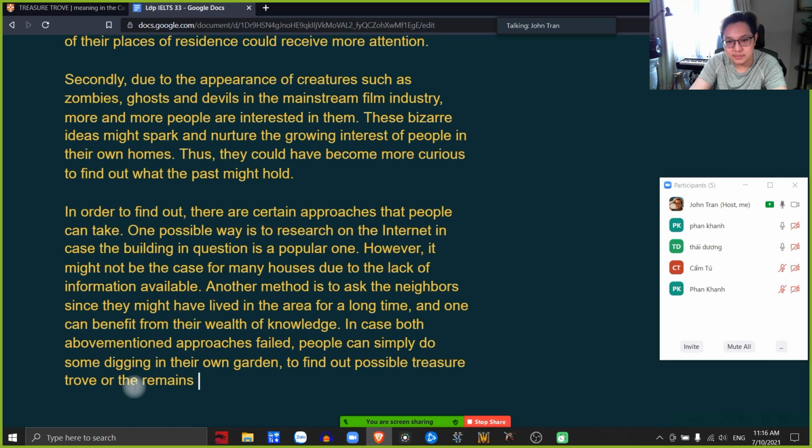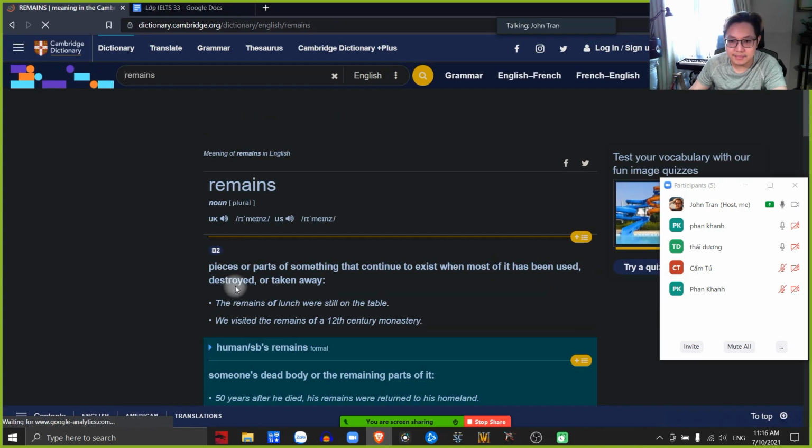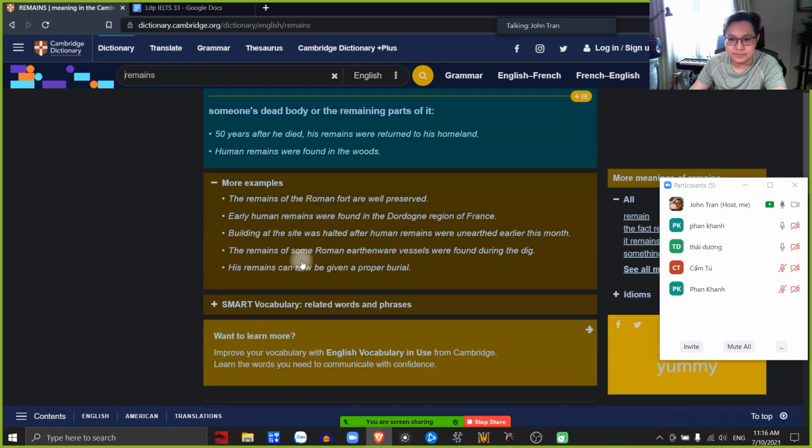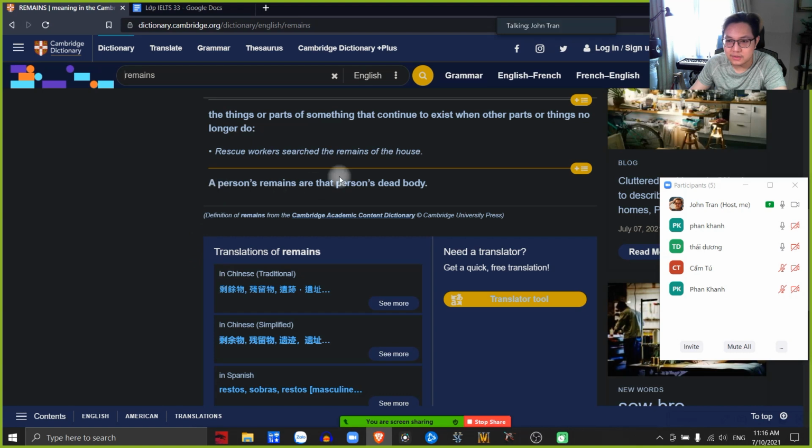the remains. Wait, let me check the remains. Remains mean pieces or parts of something that continue to exist when most of it has been used, destroyed or taken away. Những phần còn sót lại. Remains also means những phần còn thừa lại, còn sót lại. The person's remains are that person's dead body. Cái thân thể, cái xác của một người nào đó.